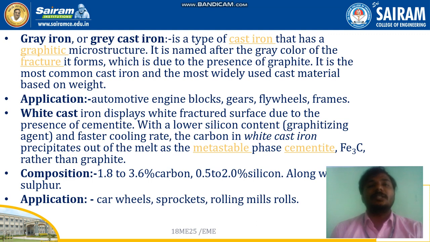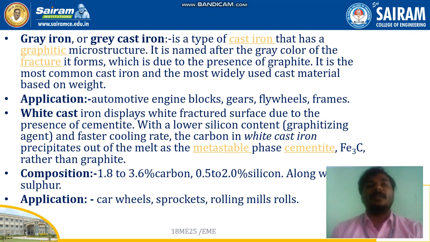Next we will discuss white cast iron. White cast iron displays a white fractured surface due to the presence of cementite. The white color comes from the cementite content, with lower silicon content and a faster cooling rate. The carbon in white cast iron precipitates out of the melt as the metastable phase, rather than as graphite.